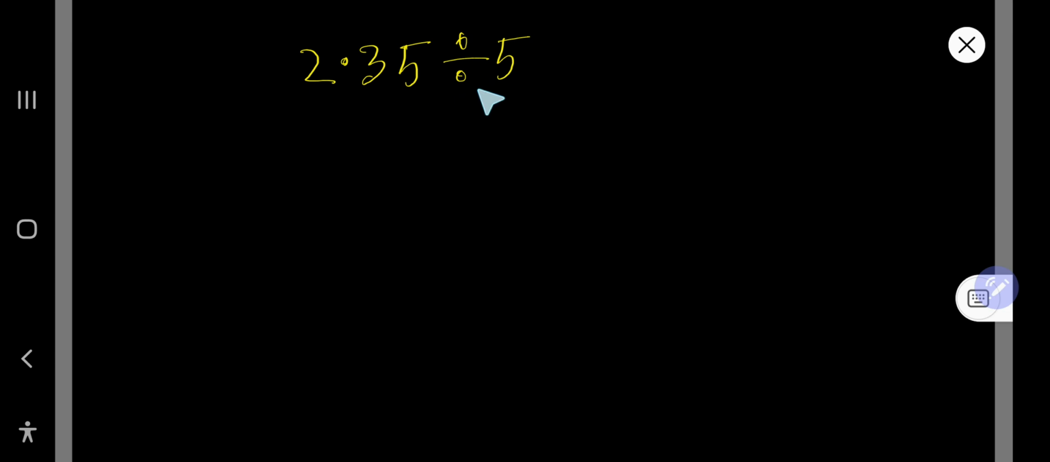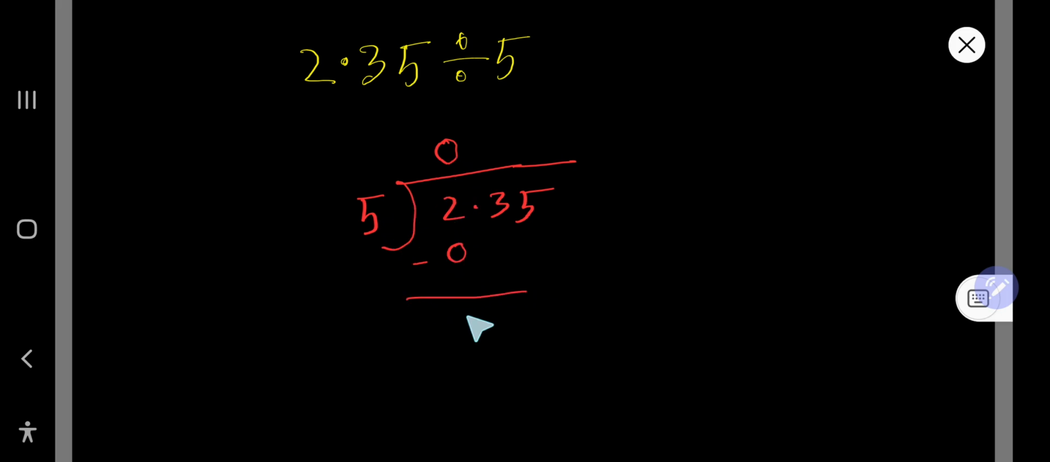Look, 2.35 divided by 5, right? So rewrite this. Divide 2.35 by 5. Look, 5 goes into 2 how many times? 2 is less than 5, so 5 goes into 2 0 times. So 0 times 5 gives you 0. If you subtract, then you are getting 2. Now you have a decimal, so the decimal will come to the quotient straight, right?